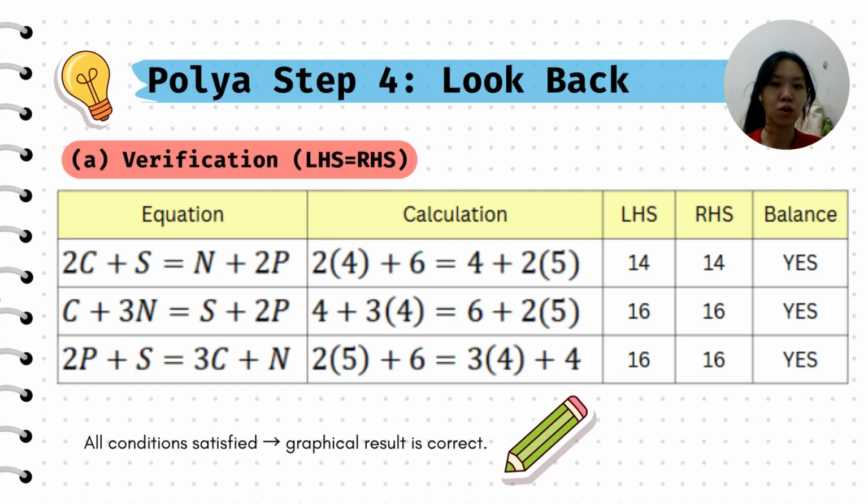Polya Step 4. Look back. First, verification. To verify the accuracy, substitute the values into all three equations, and we get that the left-hand side is equal to the right-hand side. All conditions are satisfied, showing that the graphical result is correct.